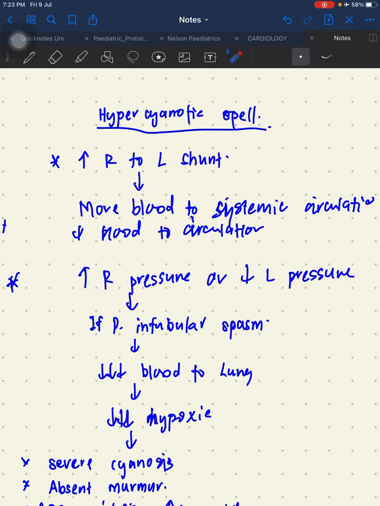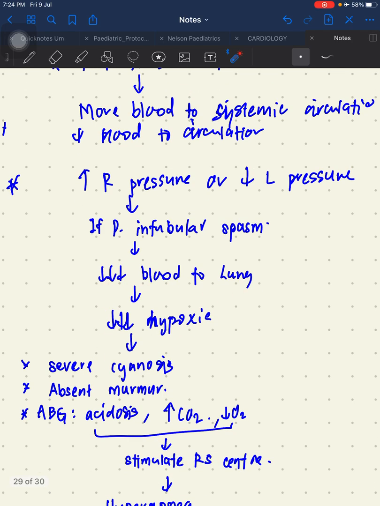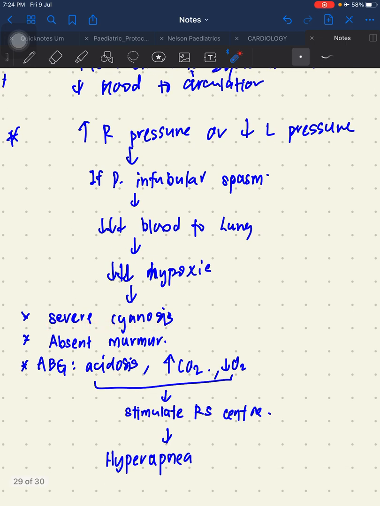So why does this happen? Because the pressure in the right ventricle increases or the pressure in the left ventricle decreases. It can be initiated by anything, for example, the baby crying. If the pressure on the right side increases, it reduces more and more blood supply to the lung. When there is reduction of blood supply to the lung, the hypoxia becomes worse, so it tends to give severe cyanosis.